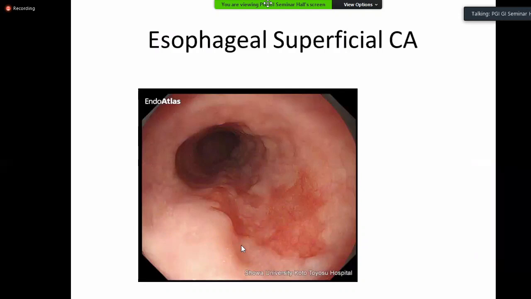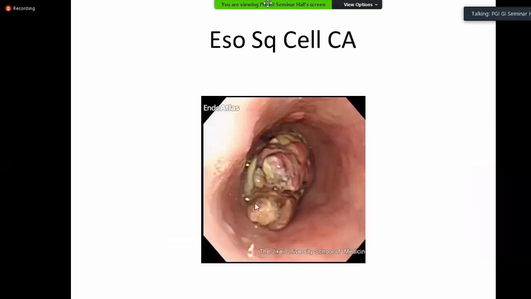Now, any lesion in the esophagus has to be biopsied. Any such lesion beyond what you have seen in reflux esophagitis. You do not know what it might be, just a patch of esophagitis, drug-induced, or it may be a superficial carcinoma. Advanced carcinoma is easy to decipher. Most of our patients will be like that.